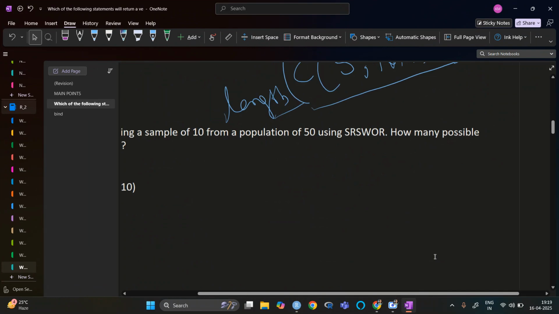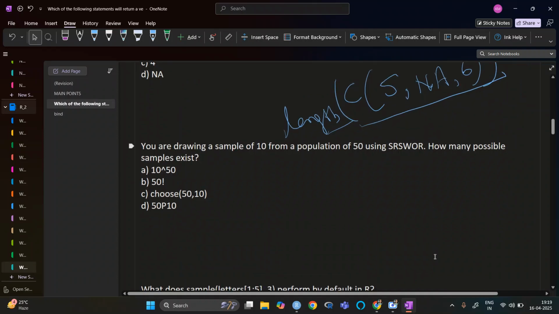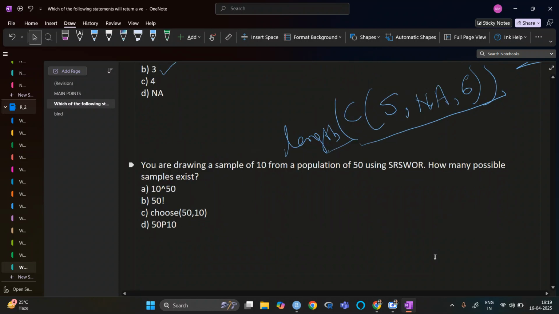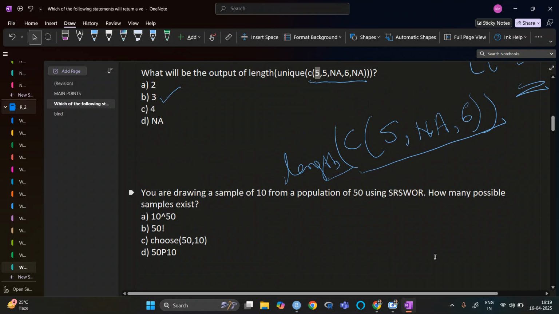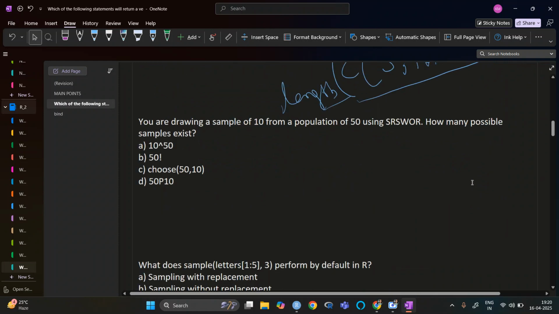5, 6. It's not working. Okay, length of unique is 3.